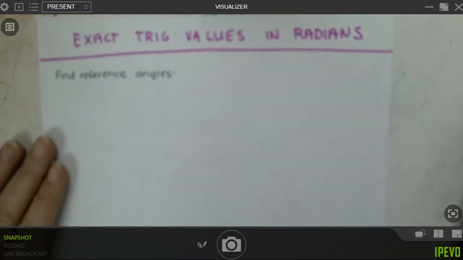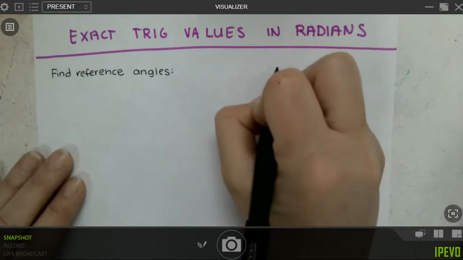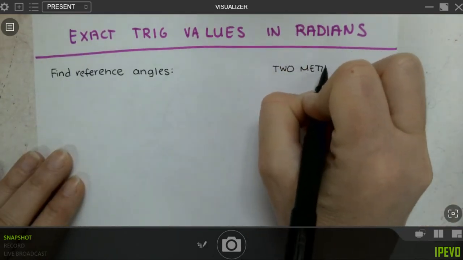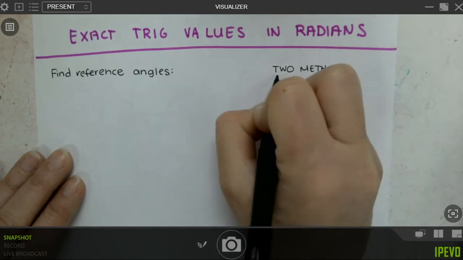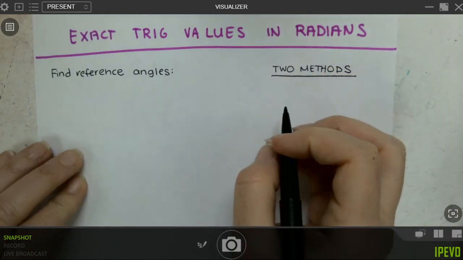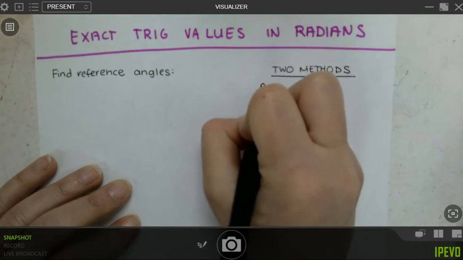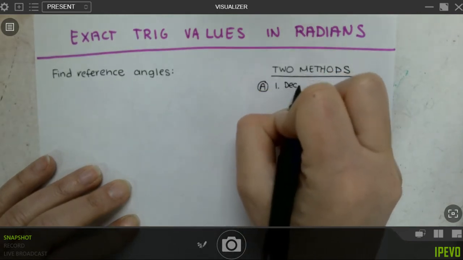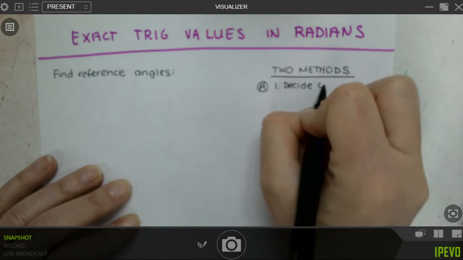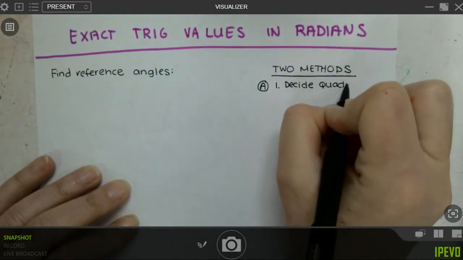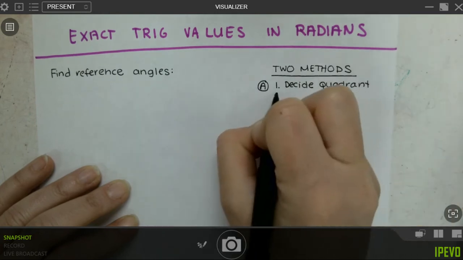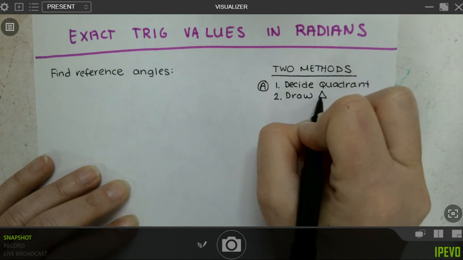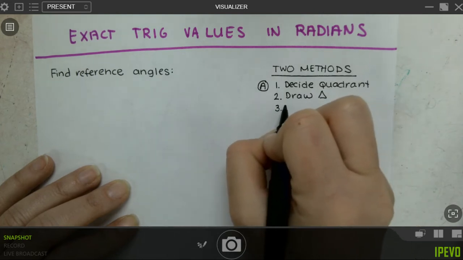All right, so the steps to do this, there's going to be two different methods you can use, and you might start with one and switch to the other, depending on how you understand. So I'm going to give you both methods first. Method A, step one, we're going to decide which quadrant it's going to be in. Step two, we're going to draw a triangle. And then step three, we're going to determine the angle.